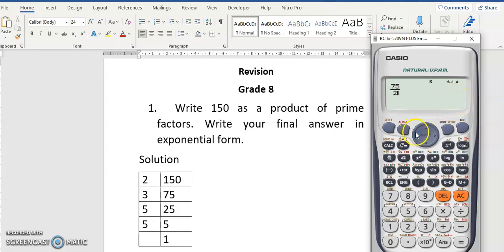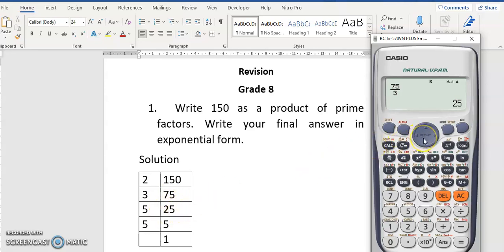So you move on to 3. You delete, then you type 3 there. It gives us 25. It gives us a whole number, so it means 3 can divide 75 without a remainder. So you write a 3 here and a 25 here. Then you look for a number that can divide 25 without a remainder.